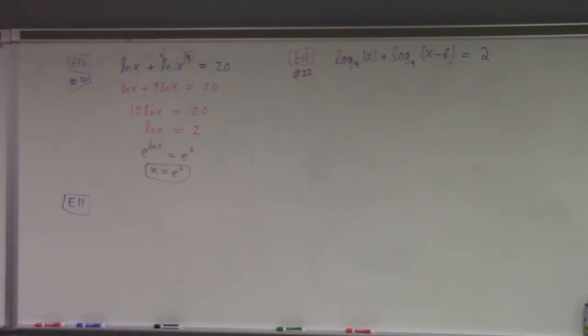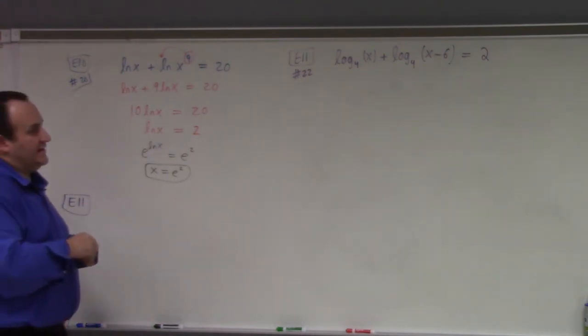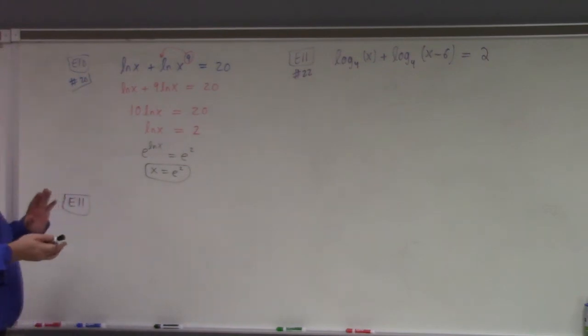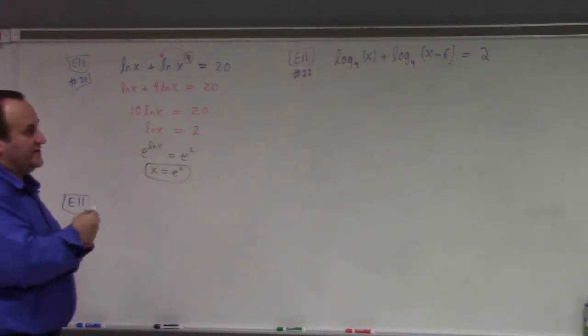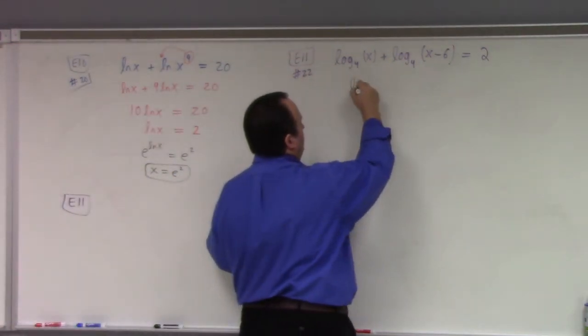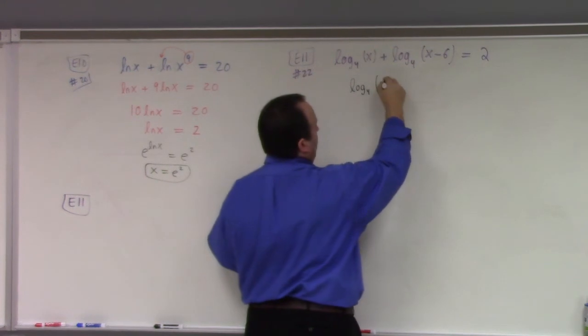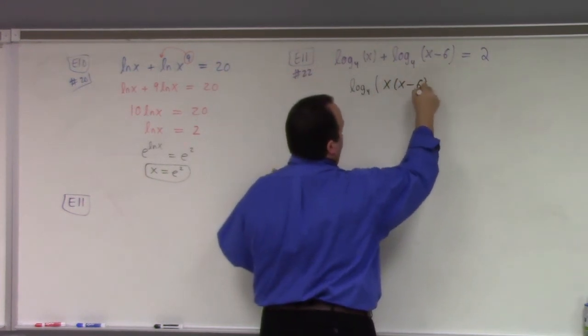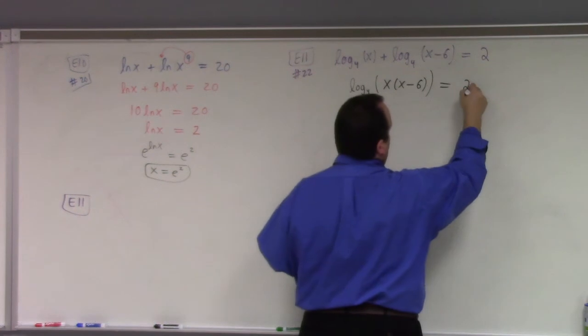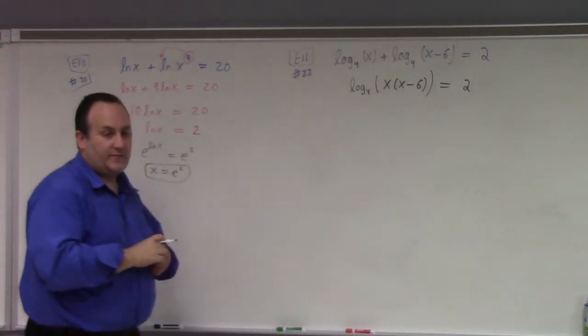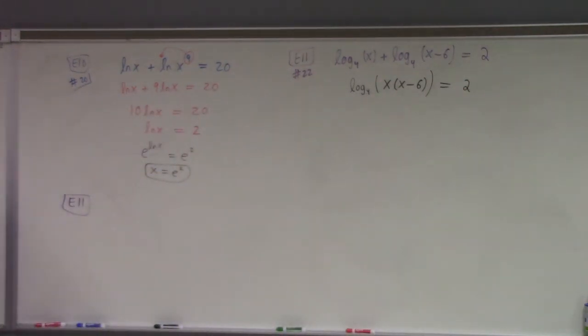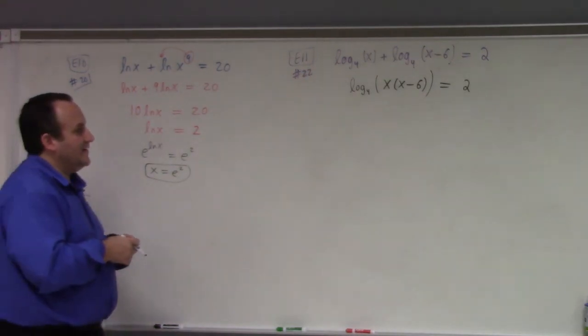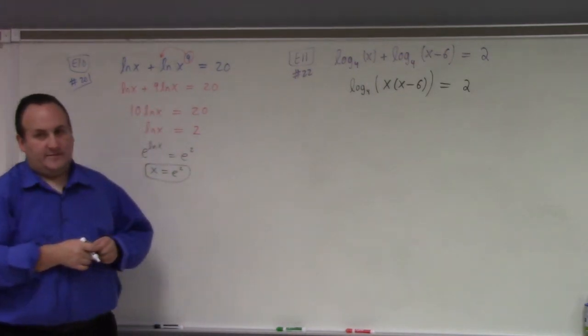This one will make us think a little bit more. Okay, so here we're going to use the properties of logs. We're going to use property 1, right? Property 1 says that we've got log base 4 of x times x minus 6 equals 2. That's by property 1. Anyway, okay, then what? The log base 4 offends us.